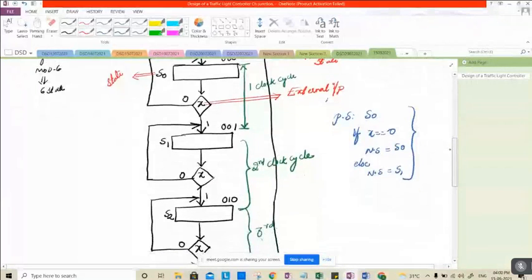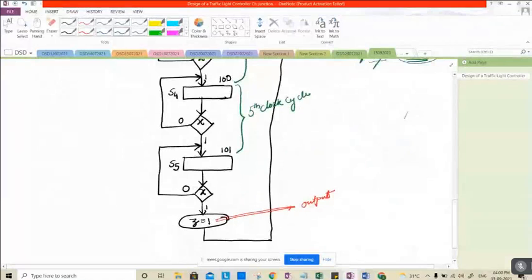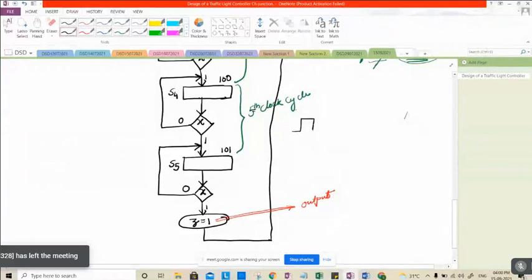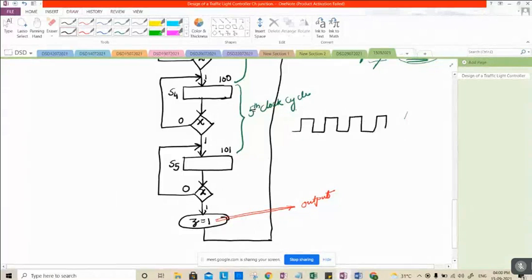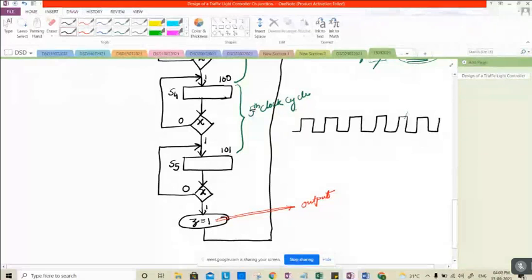See how the clock cycles are being generated here. If I am drawing this particular clock here, I'll be marking all the positive edges: first, second, third, fourth, fifth, sixth, and seventh positive edge.